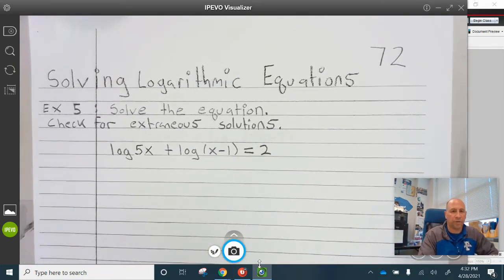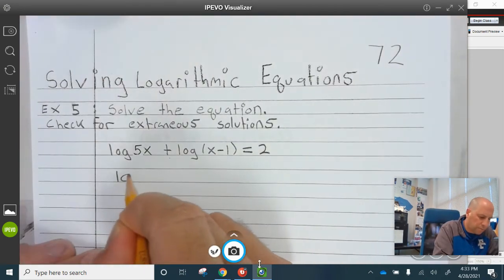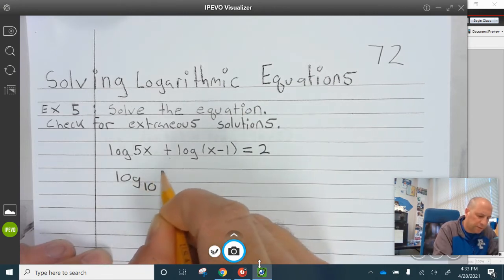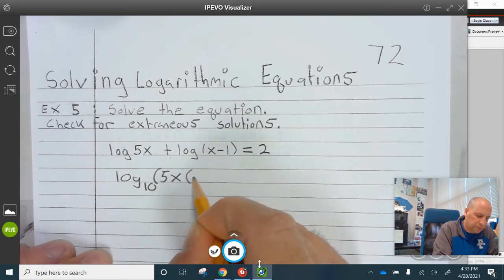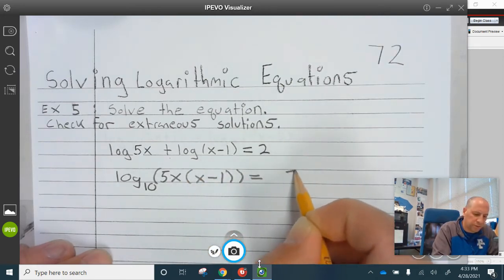Example 5, solve the equation. Check for extraneous solutions. So first off, plus means multiplication. So we have log. Now if there's not a base, we assume 10. So log base 10 of 5x times x minus 1 equals 2.